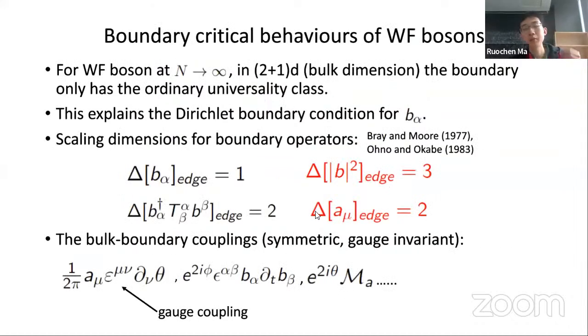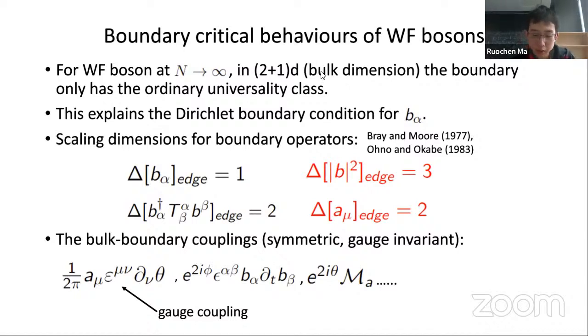And we can completely forget about the gauge field, except for the gauge invariant constraints imposed by it. And for the Wilson-Fisher boson at large n, in 2 plus 1D, I mean the bulk dimension, the boundary only has the ordinary universality class. So namely, now the boundary condition only has the ordinary transition.